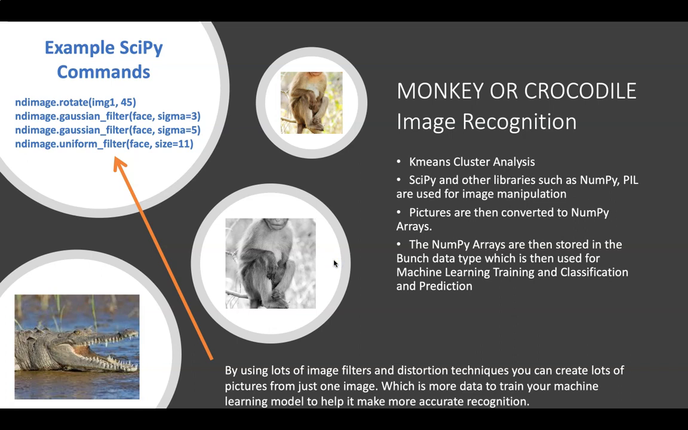So next I'll be showing you a program that I made for image recognition. It uses SciPy commands to filter and distort images, and it uses NumPy commands to reshape the arrays, and then it uses the sklearn module to perform k-means cluster analysis.